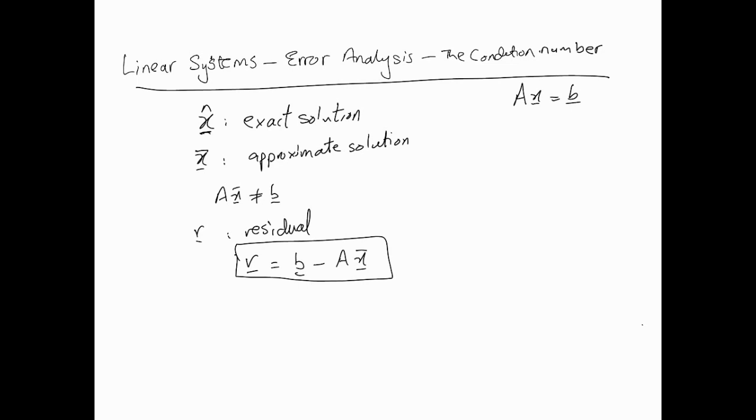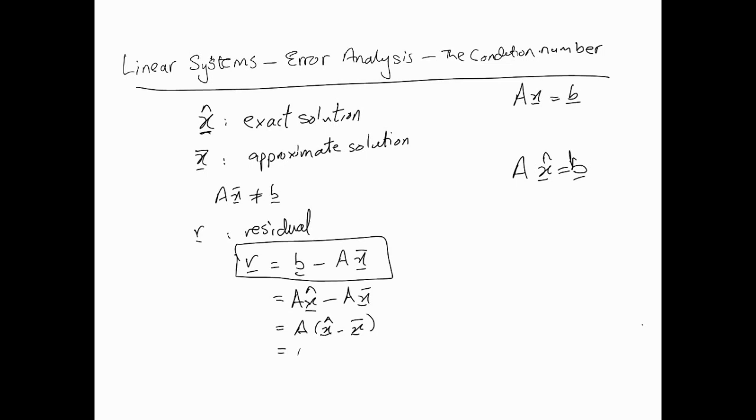Now, let's have a look at a little bit more detail. If x hat is the exact solution, then clearly A x hat would equal exactly b, because this is the exact solution, so it should satisfy the equation perfectly. Which means that I can replace b here with A x hat. Then I have this equation revised, which means that the residual would equal, if I take the A out, A times (x hat minus x bar), our approximation.